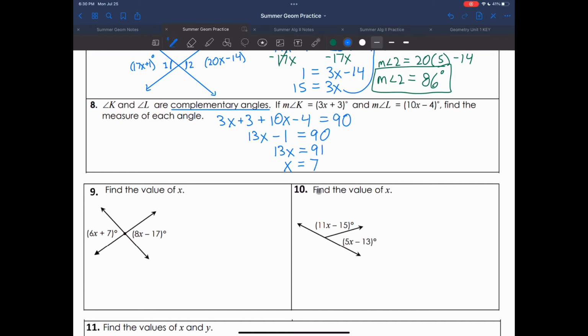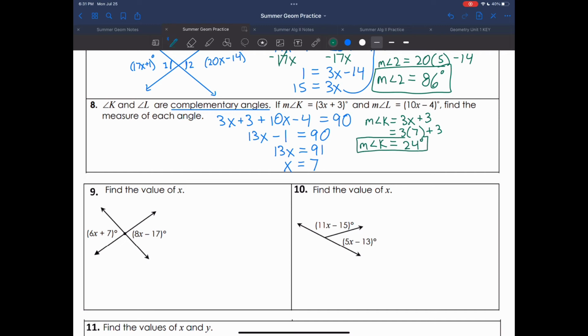Nice whole number. Okay, let's go back and see what they want us to actually find. Let's see, find the measure of each angle. So we want a measure for angle K and for angle L. All right, so let's do the measure of angle K, which equals 3x plus 3. But you know the drill, we're going to plug in our x, which is 7, right here. Okay, so we're going to do that equals 3 times 7 plus 3. Okay, let's do that math. So 7 times 3 is 21, plus 3 is going to give me 24. So the measure of angle K equals 24 degrees.